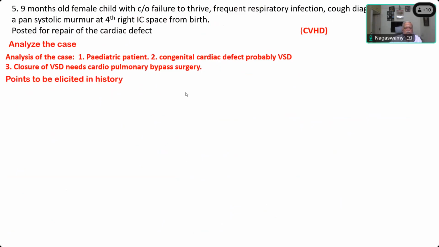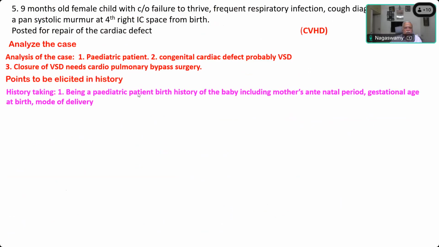Points to be elicited in the history. Whenever you get a pediatric patient, what are all the history you should elicit? About the feeding, sir. Starting from antenatal and birth history, including mother's antenatal period, gestational age at which the child was born, and the mode of delivery. All these questions should be asked in all pediatric patients.